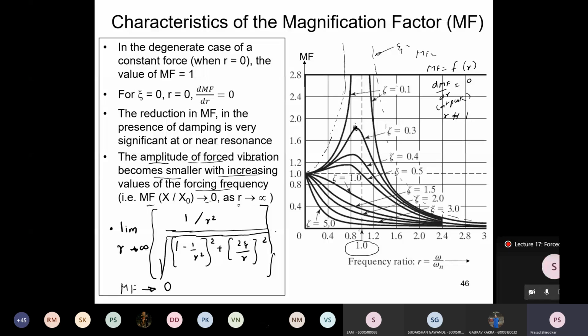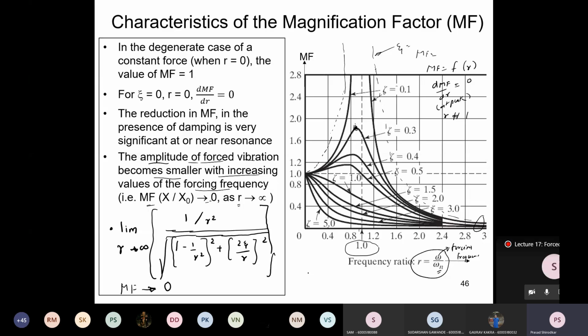What is r, the frequency ratio? It is omega by omega n. What is omega in the numerator? That is the forcing frequency. So when this ratio r tends to infinity, because omega n, the natural frequency, is constant, then in other words, when the forcing frequency reaches infinity, the magnification factor tends to 0. You can see that from this graph, right?